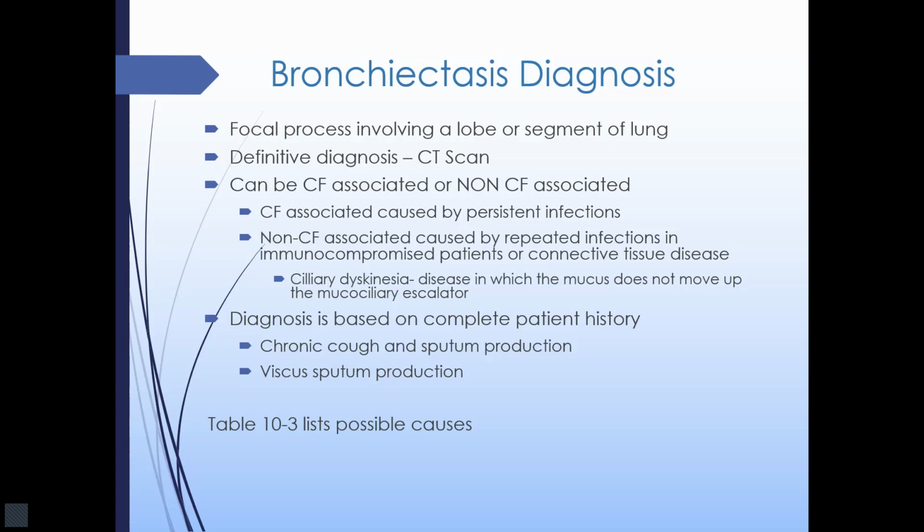Diagnosis is based on a complete patient history. So we're going to look at all of your history. We're going to look at your CT scan. We're going to look at your x-rays. We're going to look at what you report personally happens on a daily basis. And then we can diagnose you with bronchiectasis. In your book, table 10-3 lists possible causes of bronchiectasis, but I'm not going to put all of those on a slide. You guys can read that.